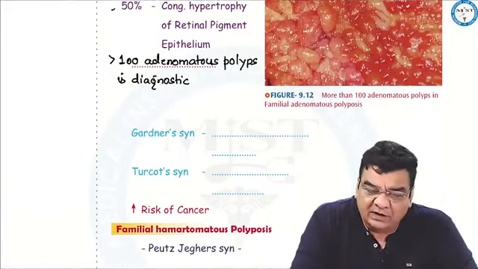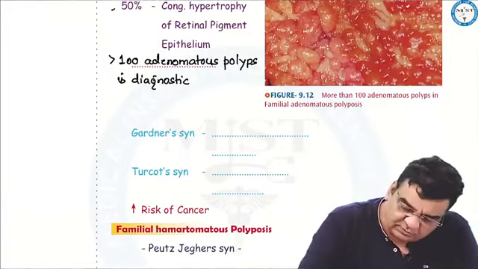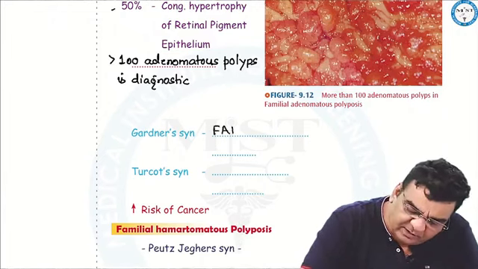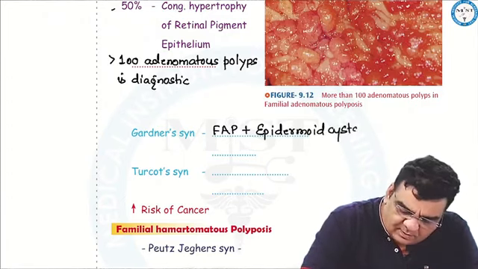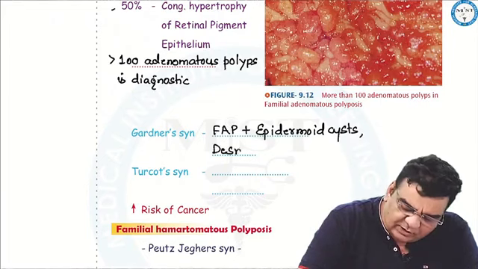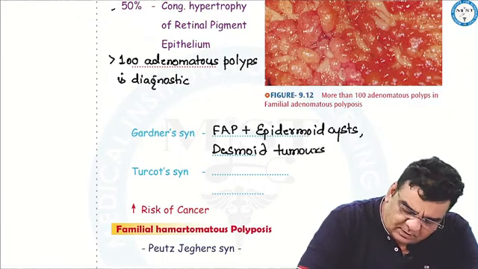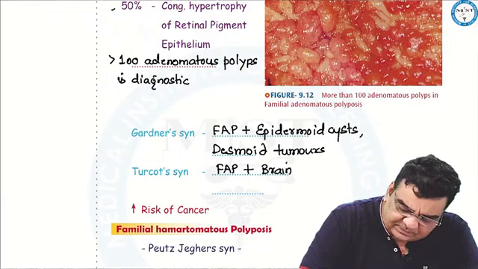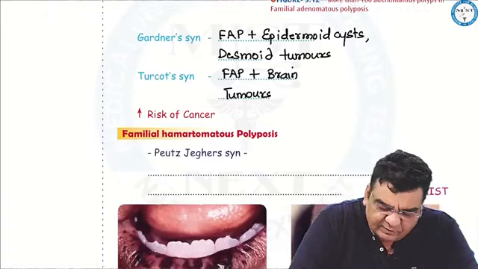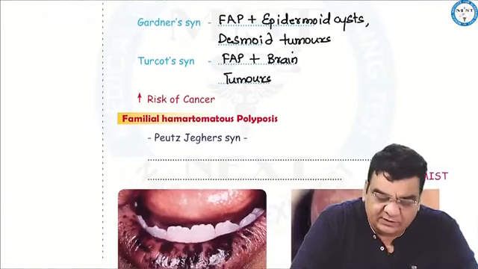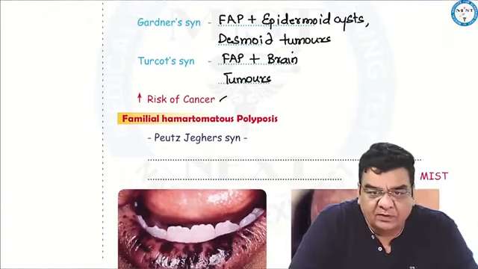FAP is associated with Gardner syndrome and Turcot syndrome. Gardner syndrome is when FAP is associated with epidermoid cyst, and sometimes we also find desmoid tumors. Turcot syndrome is when FAP is associated with brain tumors. And obviously, beta, these are adenomatous polyps, so there will be a very high risk of cancer in this condition.